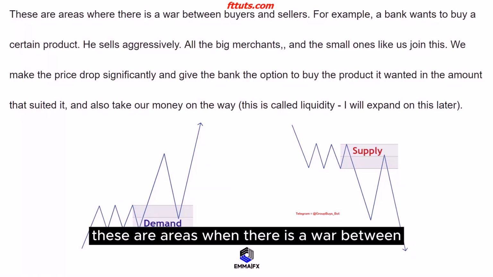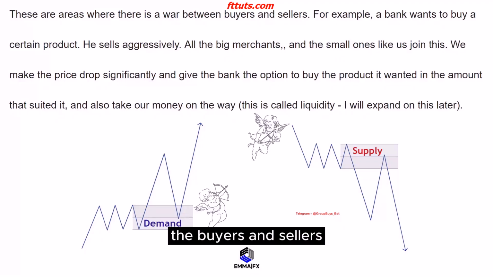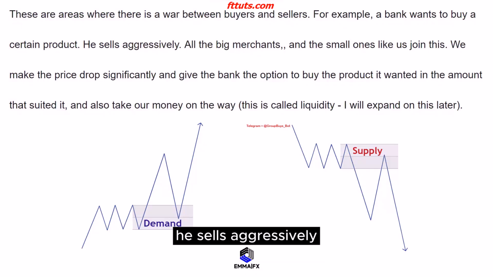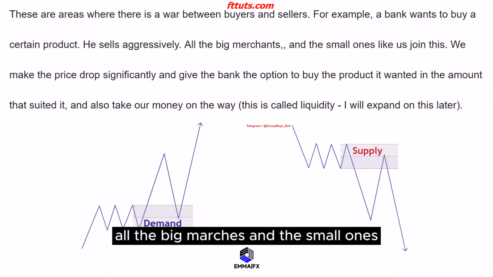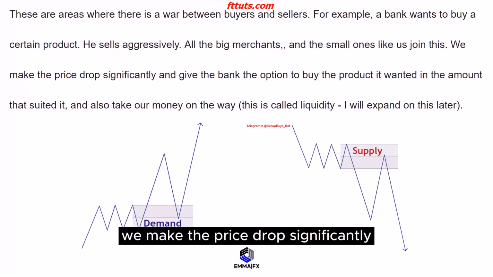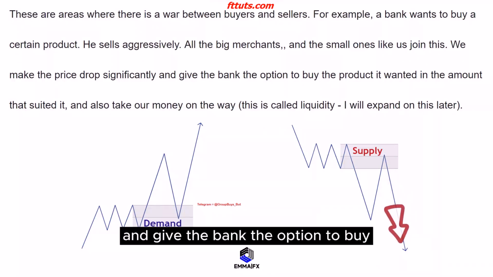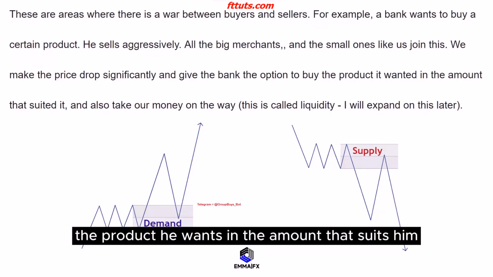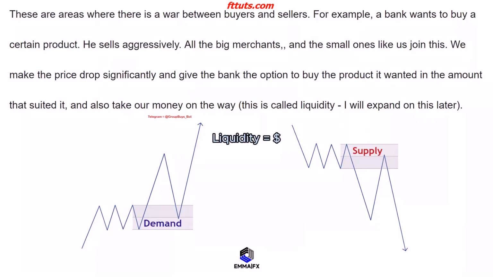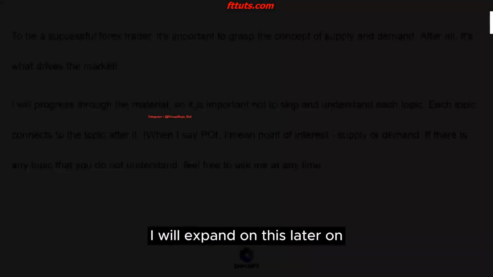These are areas where there is a war between the buyers and sellers. For example, a bank wants to buy a certain product. It sells aggressively. All the big merchants and the small ones like us join this. We make the price drop significantly and give the bank the option to buy the product it wants in the amount that suits it, and also take our money on the way. It's called liquidity. I will expand on this later on.